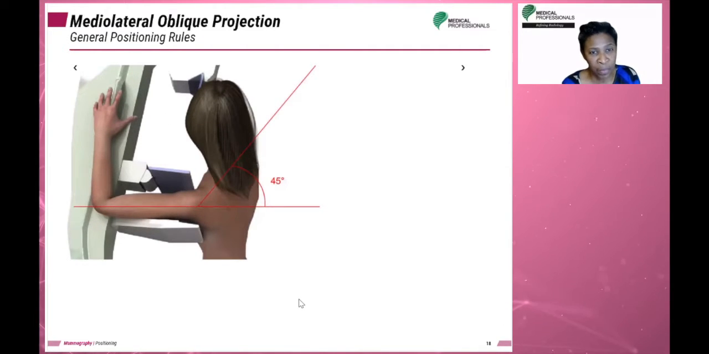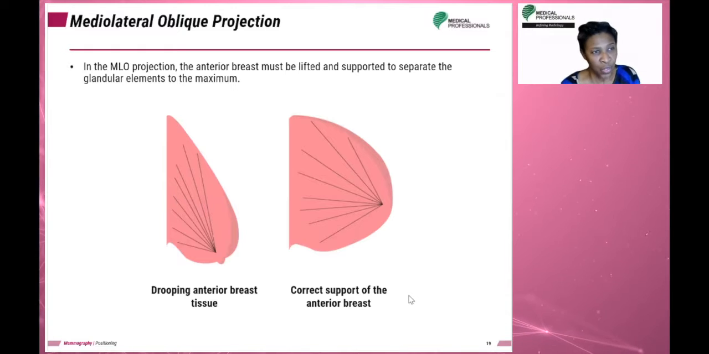For the mediolateral oblique projection, typically the patient is going to stand with their side to the X-ray tube. Typically you want to form this nice 45-degree angle between the patient's arm and the patient's body to ensure that they're flush against the detector and there are no spaces, no gaps. You need to support the anterior breast. If you're not supporting the anterior breast, it's going to droop when you're compressing. That will give you that drooping anterior breast look that you want to avoid. So you need to support the anterior breast with your hand until the compression takes over.